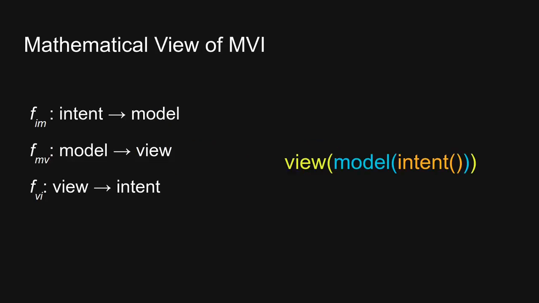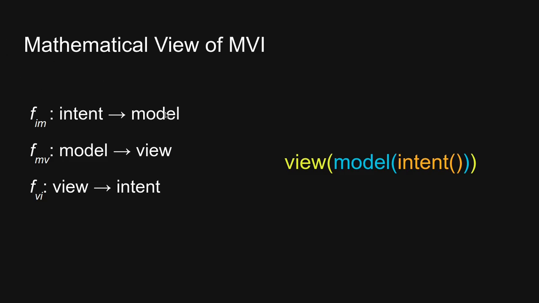So let's see the mathematical view of MVI. MVI is all about functions. It has three basic functions. The first is an intent to model function, that is, it takes an intent as an input and produces a model. Then we have another function that takes a model as input and produces a view as output. The third function is the view to intent function, which takes a view and from that view produces intents.